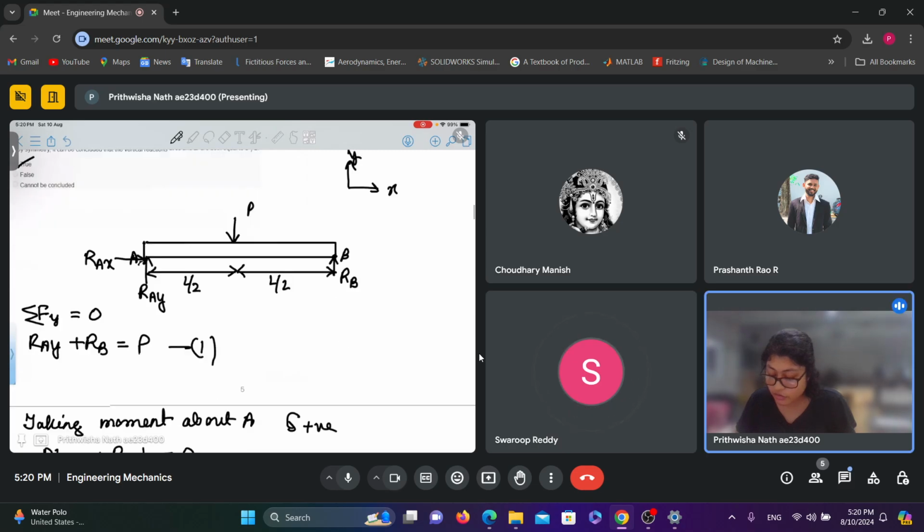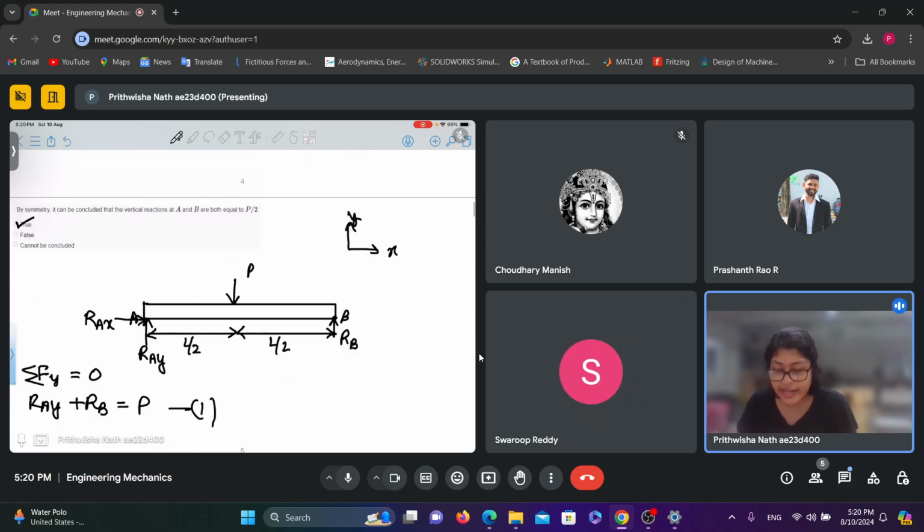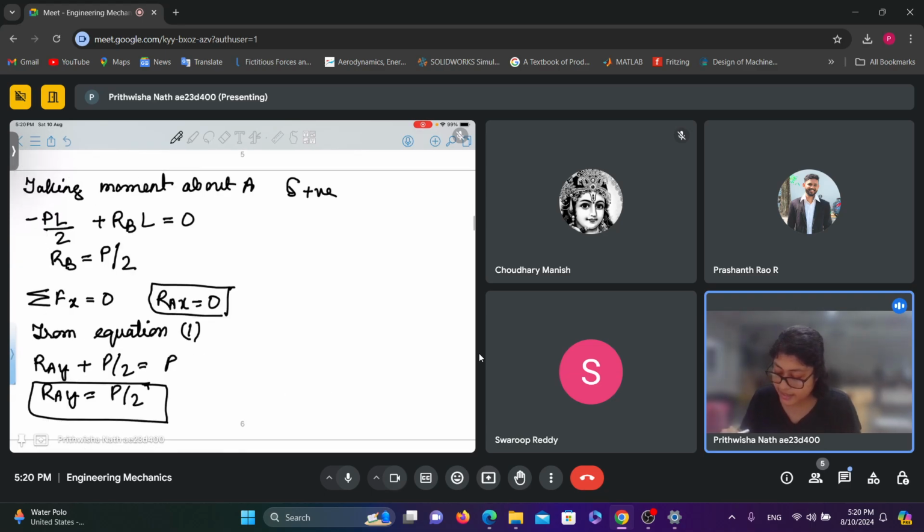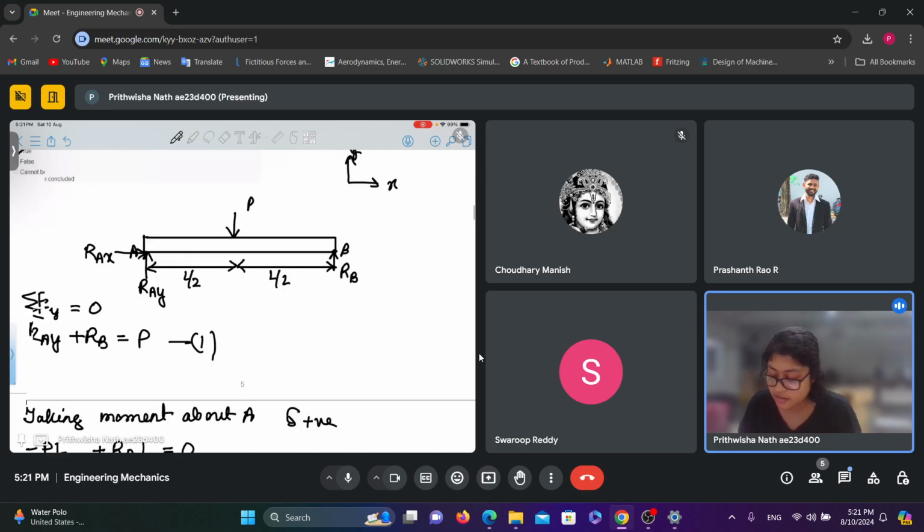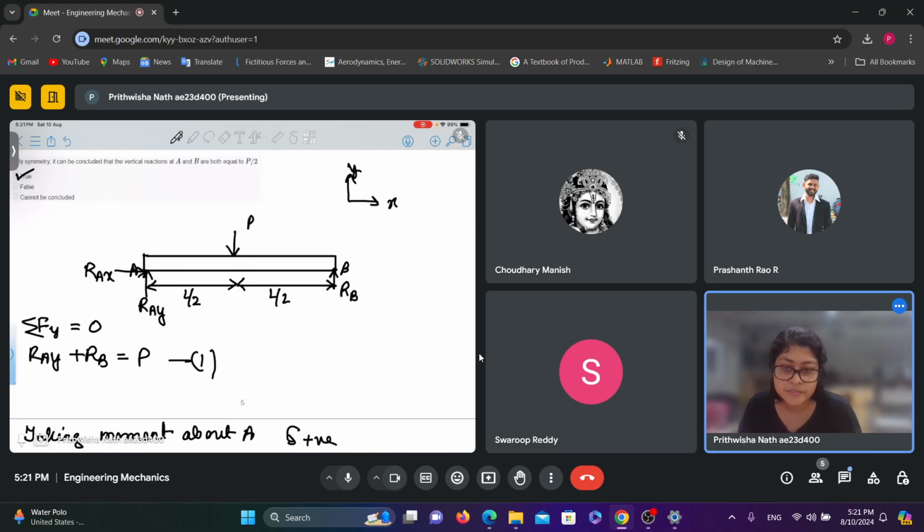So since there is no force acting in the x direction, RAX should be 0. The beam will not move. It is in equilibrium, right? There is no external force acting in the x direction. By considering the summation of forces in the x direction, RAX is automatically 0. Understood? Understood, ma'am. So the beam is in equilibrium. It will not move.